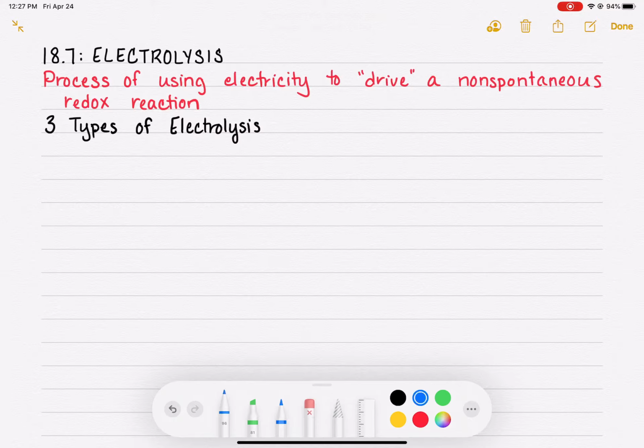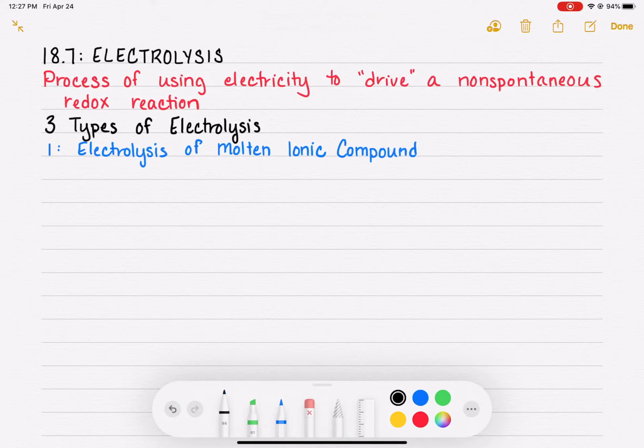The first type of electrolysis that we're going to look at, which you're probably not going to be able to do at home, is called the electrolysis of a melted ionic compound. For all 3 of the electrolysis reactions that we're going to look at, the setup is exactly the same. The only difference between the 3 types is the substance that's actually being electrolyzed.